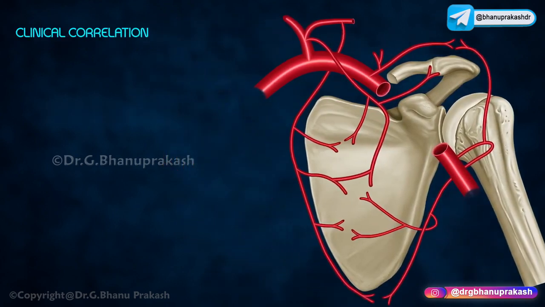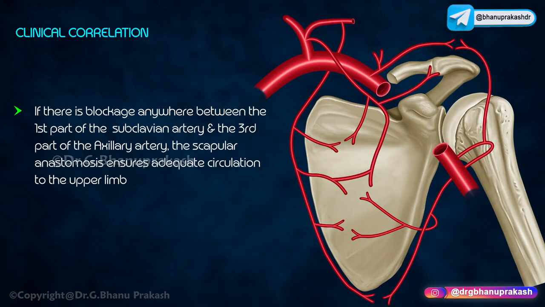Clinical correlation. If there is blockage anywhere between the first part of the subclavian artery and the third part of the axillary artery, the scapular anastomosis ensures adequate circulation to the upper limb.